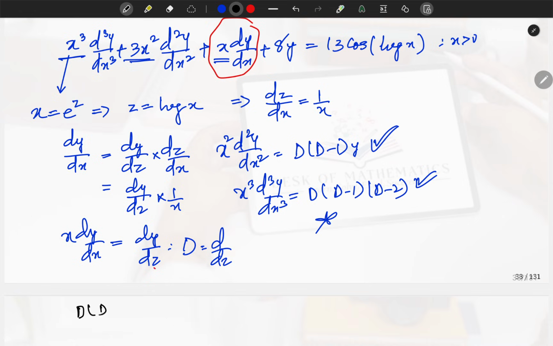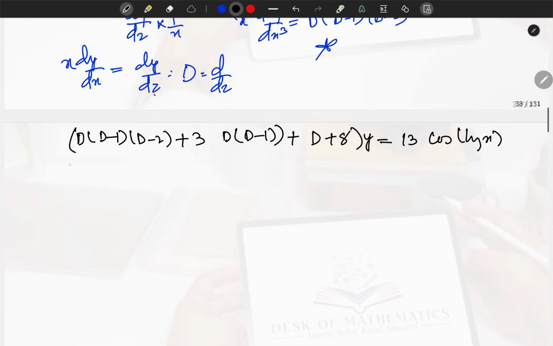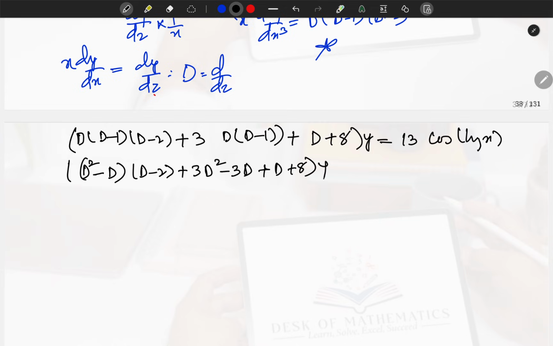So it will become x cube d cube y by dx cube, that is d minus 1, d minus 2, plus 3 times x square d square y by dx square, that is d into d minus 1, plus x dy by dx. So we have seen that d plus 8 of y is equal to 13 cos of log of x. Now this one will be d squared minus d times d minus 2, plus 3d squared minus 3d plus d plus 8 of y is 13 cos of log of x.